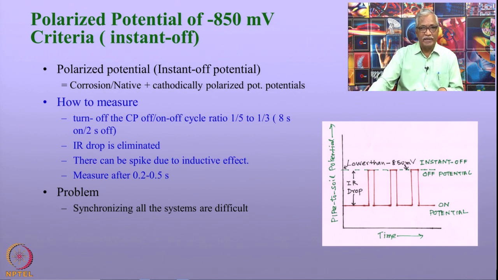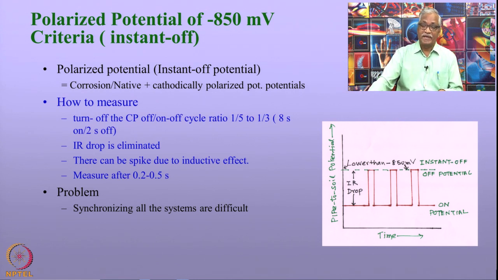Now, how do you really measure it? We have seen now you have on-off cycles, and the ratio between the off time and the on time is 1/5 to 1/3 ratios. Typically the on time is 8 seconds and the off time is 2 seconds. Notably, there can be some spike seen in some cases because of inductive effect that can be ignored. Typically, the potential is measured after about 0.2 to 0.5 seconds after you turn off the rectifiers.